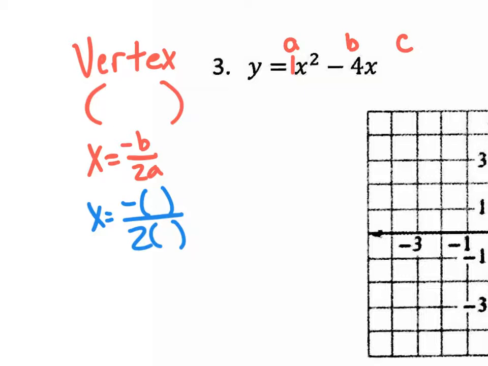The b value is what? Negative 4. The a value is what? 1. Let's work this out, guys. x equals positive 4 divided by 2. So x equals what? 2. Thank you. We have the x of the vertex, which is 2.